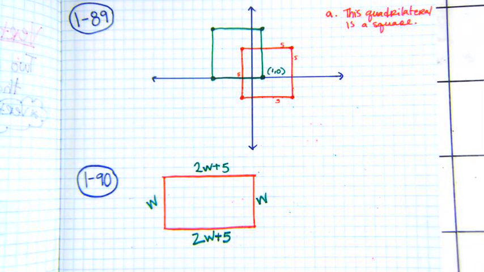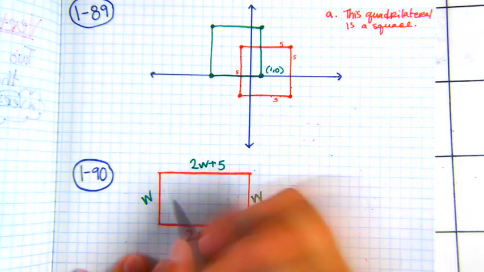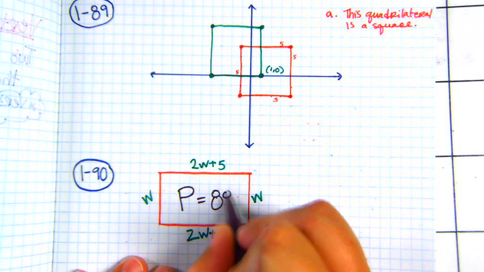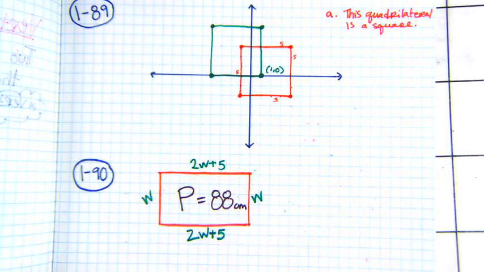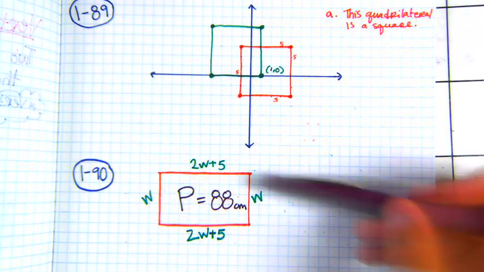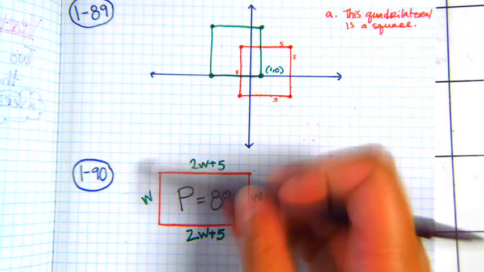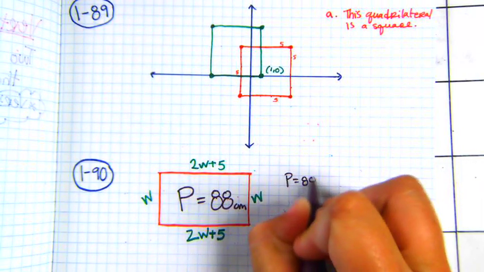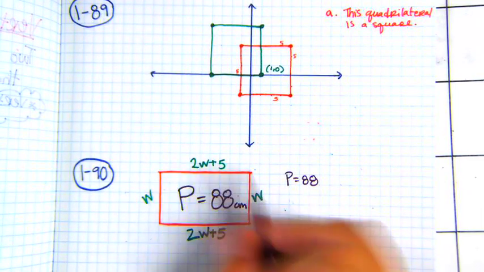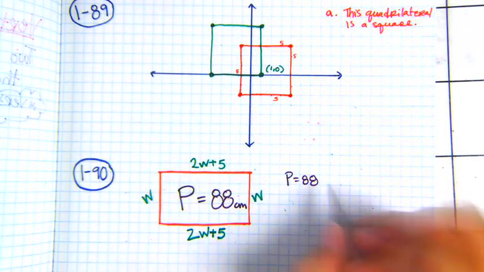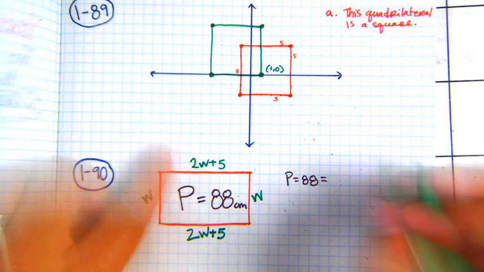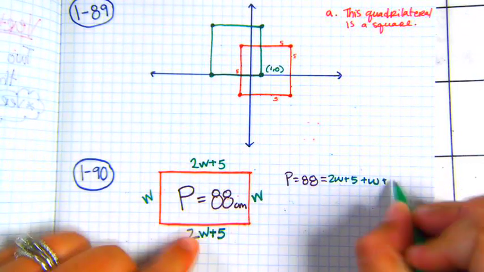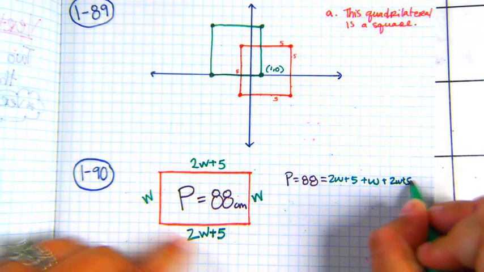Now it says the perimeter is 88 centimeters. And as a reminder, perimeter is the length around. So if I know the perimeter is 88, then I'm going to add all of the outside and make it equal to 88. So that's going to be equals 2w plus 5 plus w plus 2w plus 5 plus w.